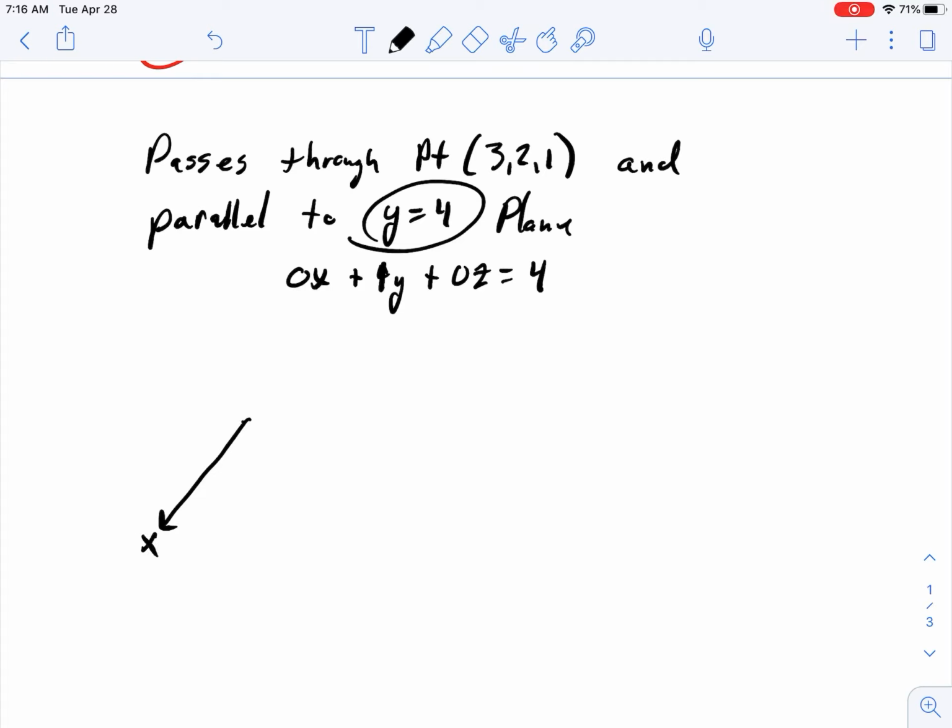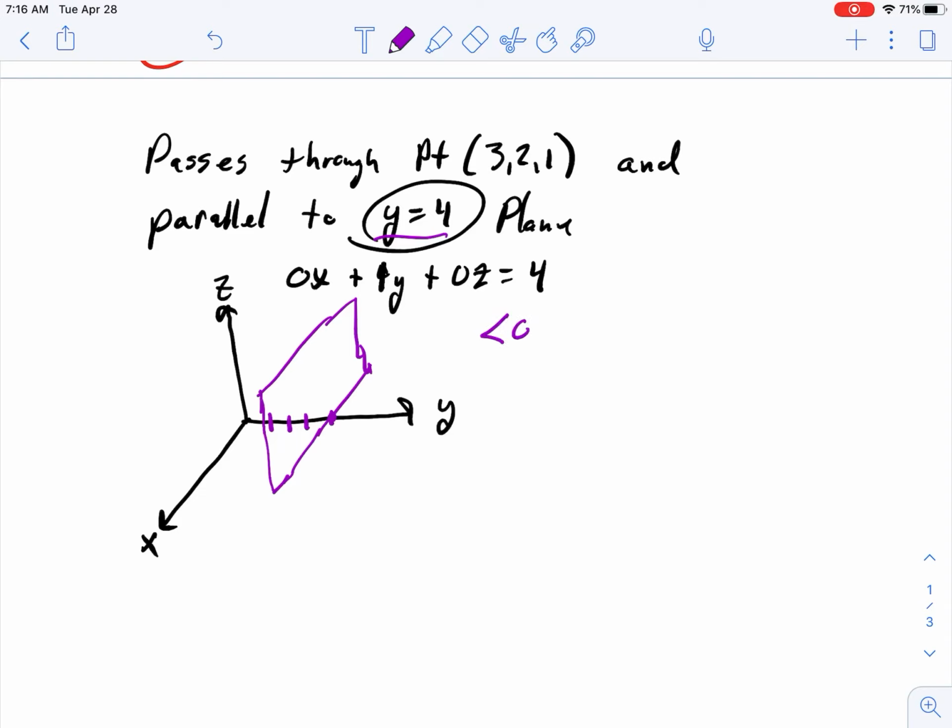So if we draw this out, just to kind of visualize this, there's my x-axis, my y, my z. So therefore, if I have y equals 4, and this is 0, 0, you have 1, 2, 3, 4. Here's the equation of the plane. Like so.